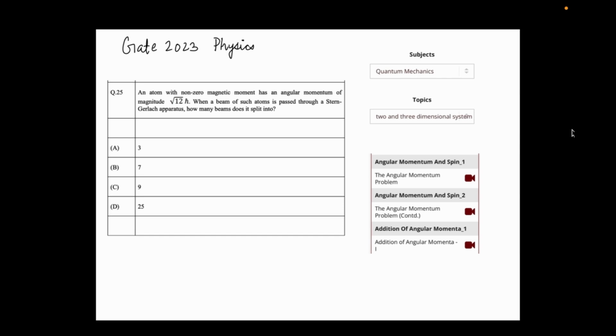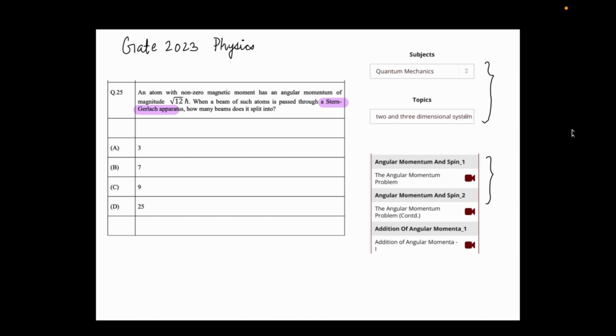As you can see on the right side, this is from the topic quantum mechanics and the subtopic 2 and 3 dimensional system, where you learn about the concepts of angular momentum and the spin. Now as you can see the statement of this problem, it is related to the Stern-Gerlach experiment, which is a very famous experiment in quantum mechanics and the old quantum physics theory.